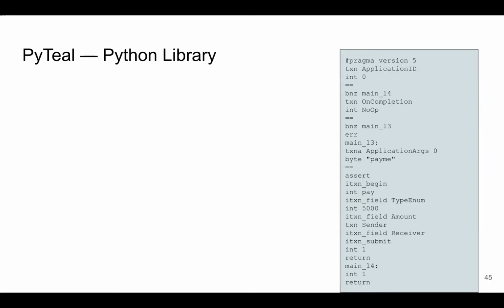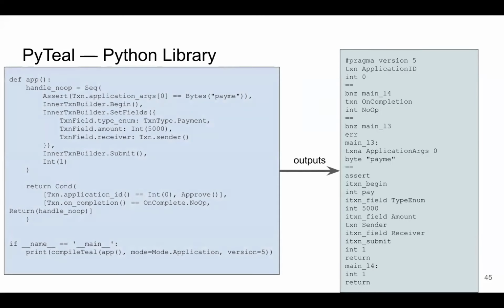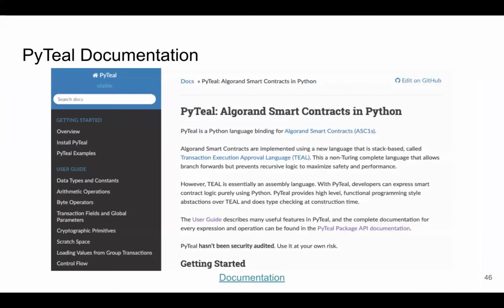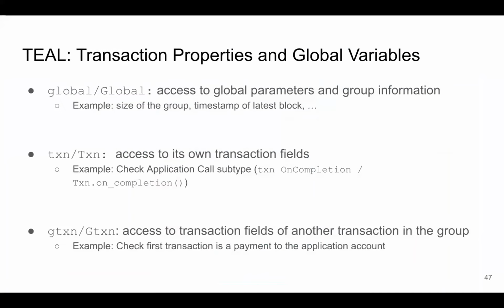I've talked to you a bit about TEAL, a very low level language, but in practice for your homework, you won't need to do TEAL. You will code something in a much higher level language, Python. So in practice, you write something in Python like this, and it spits out the TEAL script that is then compiled and sent to the blockchain. You have the documentation here.